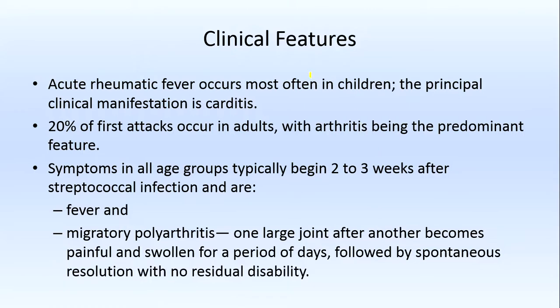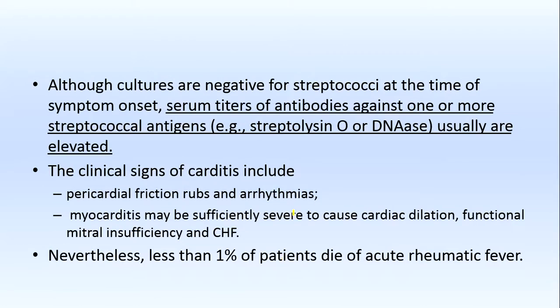Now, what are the clinical features? Most commonly, children are affected, and in 20% of the cases when the attack occurs in adults, arthritis is the presenting feature, which is the predominant one. Symptoms can occur in all age groups, and they begin 2 to 3 weeks after the streptococcal infection. The symptoms are fever and migratory polyarthritis. Migratory means one large joint is affected after another. It remains swollen and painful for a period of days, followed by spontaneous resolution with no residual disability.